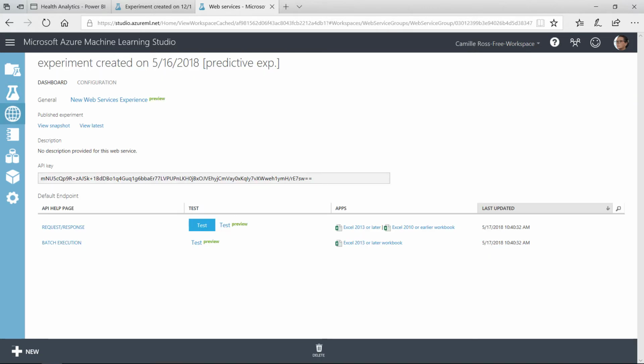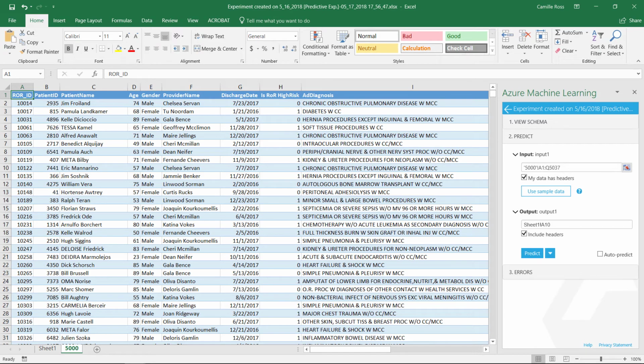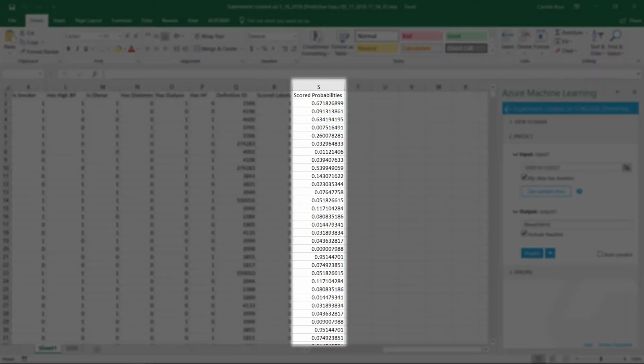In this case, Camille has installed the Machine Learning Studio add-in for Excel so she can use the model on patient data she stored in a workbook. She runs predictions on the data, and Azure Machine Learning Studio immediately returns a scored probability for each patient, which she can add to each patient's electronic medical record for reference later.